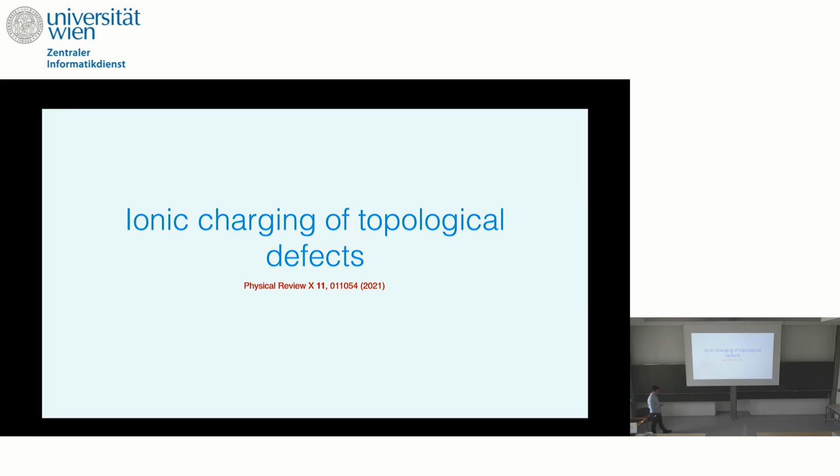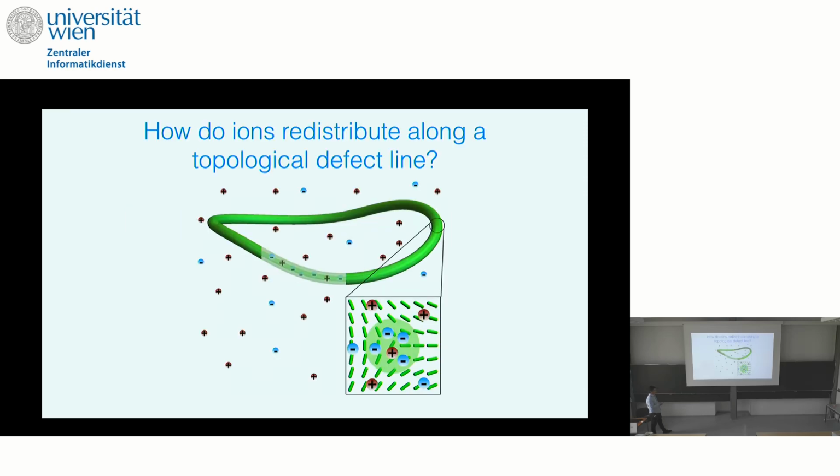Another effect that we looked at, so now we will increase the complexity, is that in liquid crystals there's the possibility to form so-called topological defects. This is a collection of points for which the orientation of the liquid crystal is ill-defined.